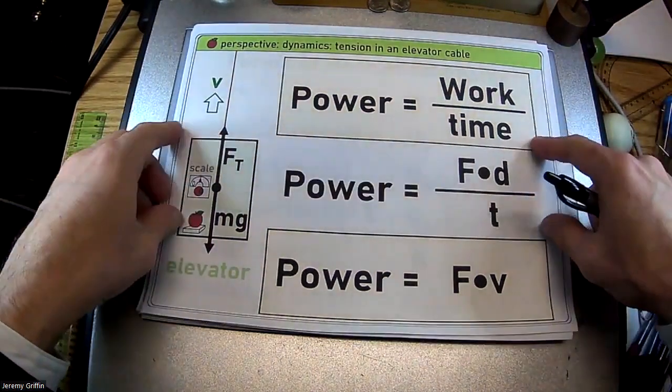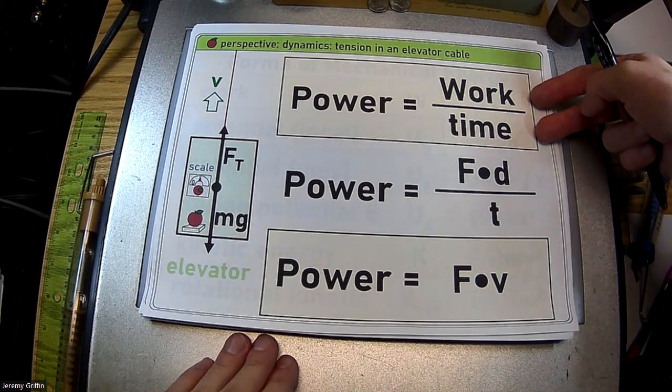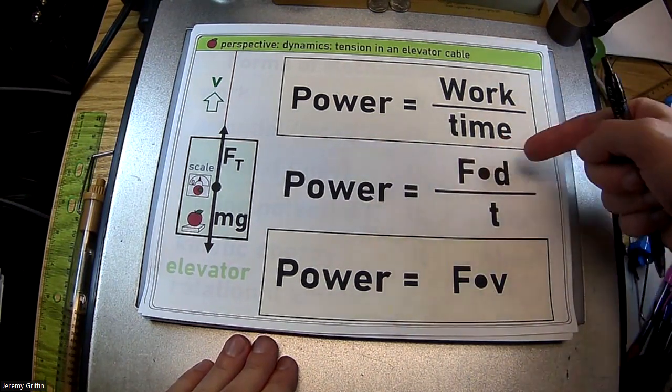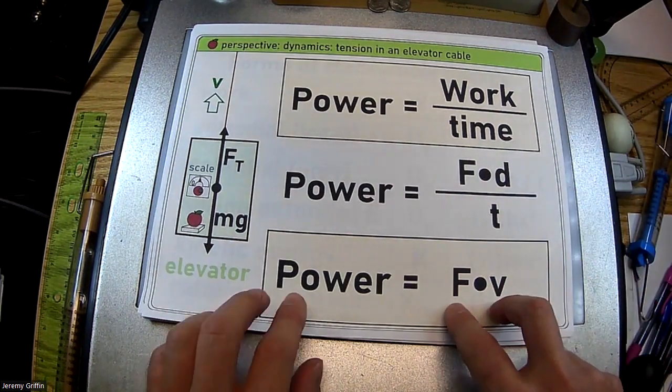All right, well, I've got new variables up here. Let's take a quick look at power. Power is a rate of energy transfer, so that's like work per time. Now you can break that down like this. Work is force times distance, so power could be force times distance divided by time. And you can group those two variables together and call it force times velocity.